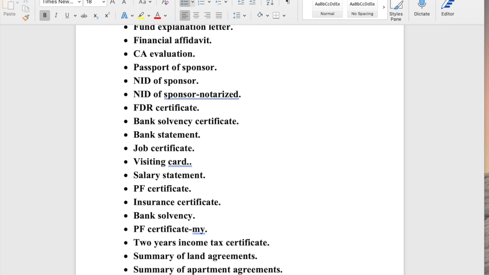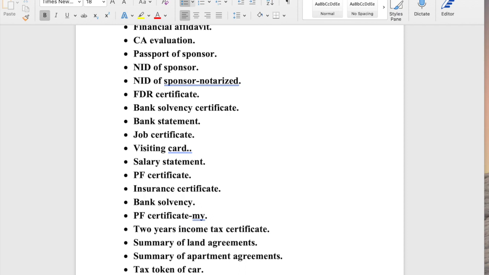Again, the supportings will be based on the fixed assets you have or you are showing in your CA evaluation. Lastly, I provided the supporting documents of my car, such as registration, tax token, and fitness documents. So I have provided the tax token of the car and the fitness document of the car.